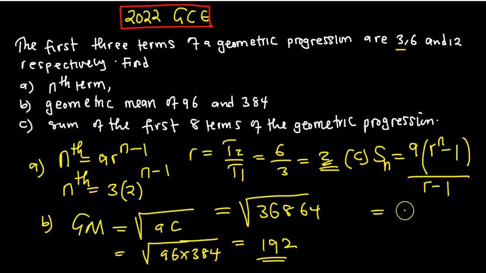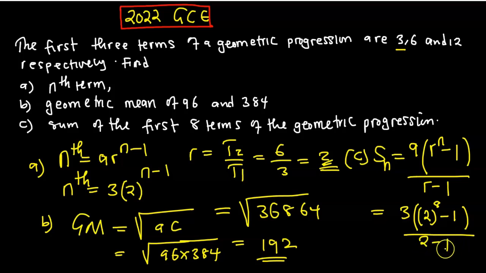The first term, what did we say? The first term is 3. Then now the common ratio is what? The common ratio is 2. So 2 to the power what? This is the 8th term, or term number 8. So to the power 8 minus 1. Then now divide by, what is the common ratio? It's 2 minus 1. So 2 minus 1 is just the same as 1.